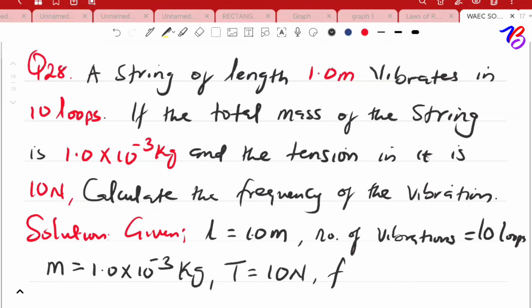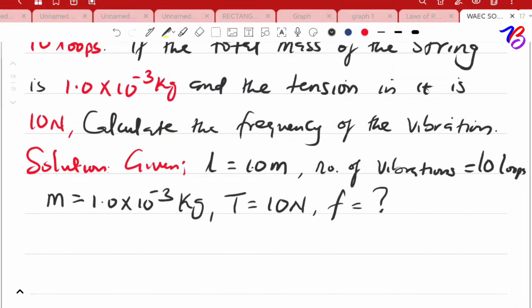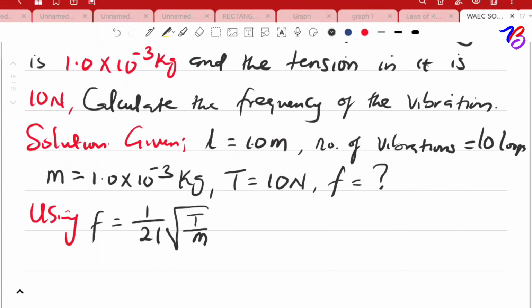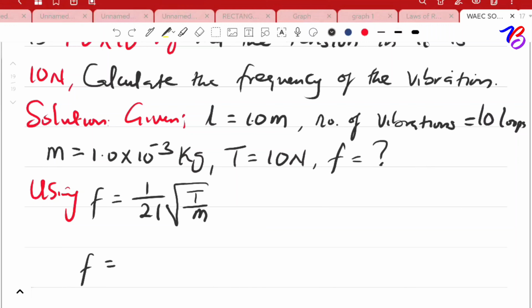So that's where the problem lies. F is unknown. We need a formula that can connect these data. Using F is equal to 1 over 2L multiplied by the square root of T over M, we'll be able to solve this problem. Is that clear? So F is equal to 1 all over 2 multiplied by L. Our L is 1.0, so multiply by 1. Then multiplied by the square root of T. Our tension is 10 all over M. Our M is 1.0 times 10 raised by minus 3.